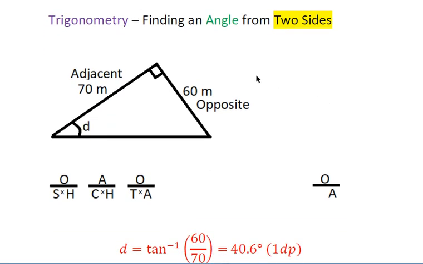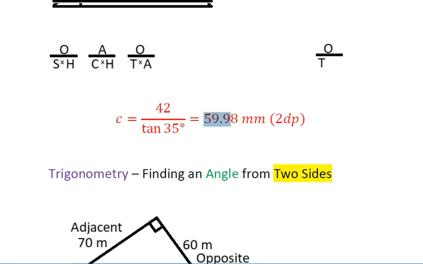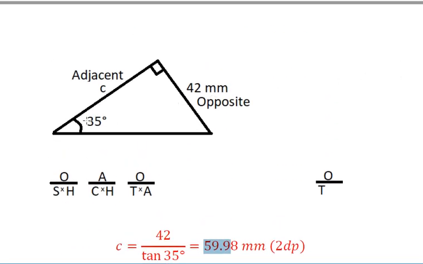Now the next one over here, finding an angle from two sides. Slightly different here. In every other case so far we've had a given angle, 35 in that case here, and a given side, 42.